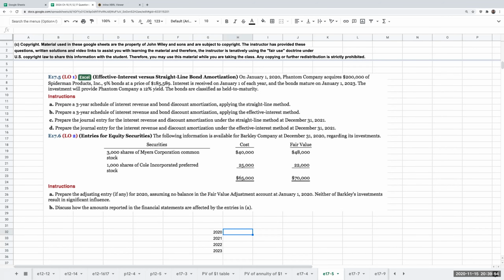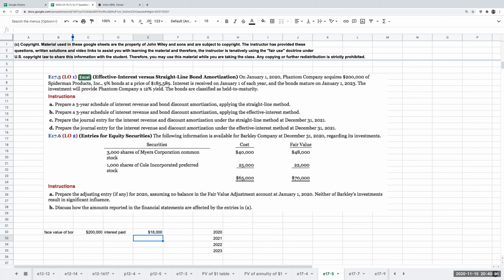Okay. So the first thing I want to show you is how they get that 185,589. When you look at this, you need to know two components. One is what's the face value of the bonds. The face value is 200,000. And the interest paid is going to be 200,000 times 9%, or 18,000. The 9% refers to the stated rate of these bonds.